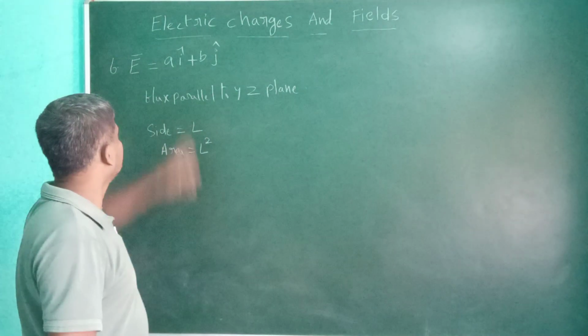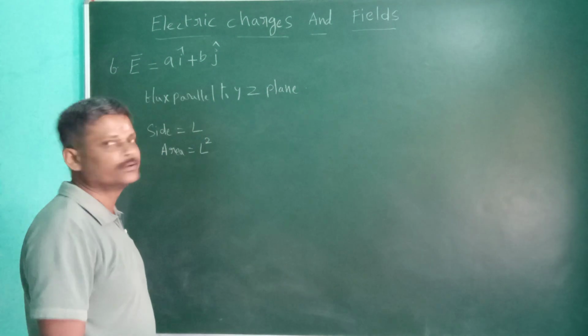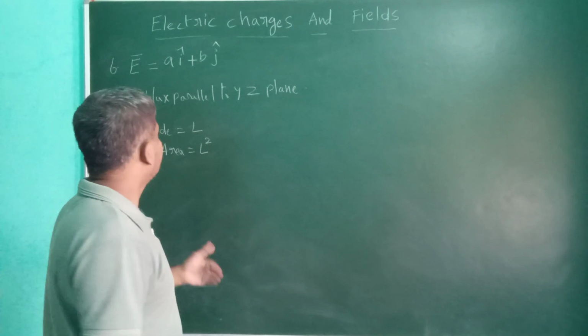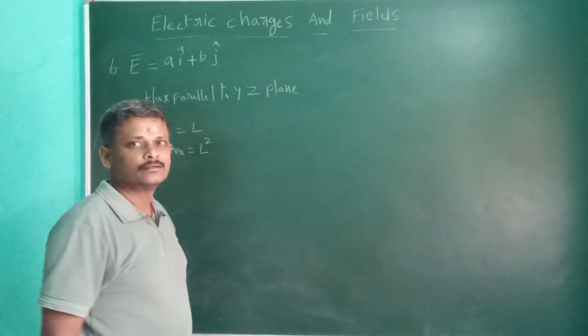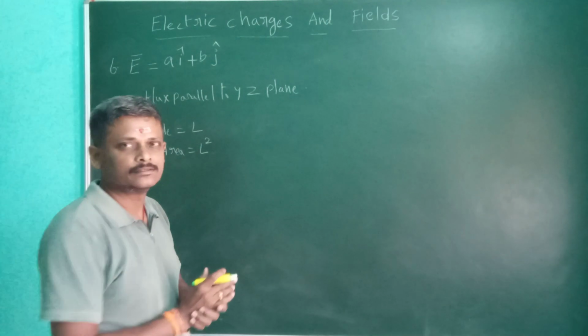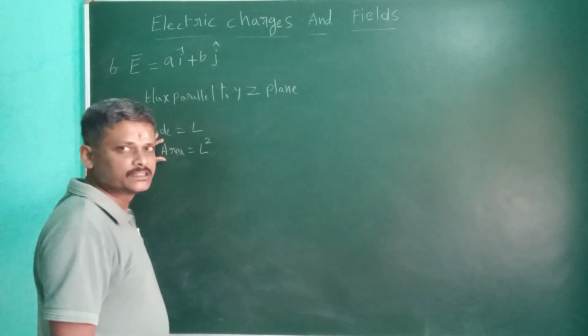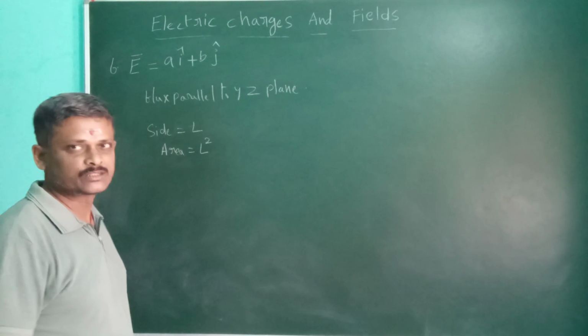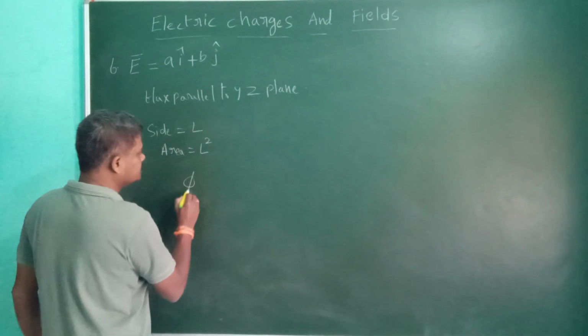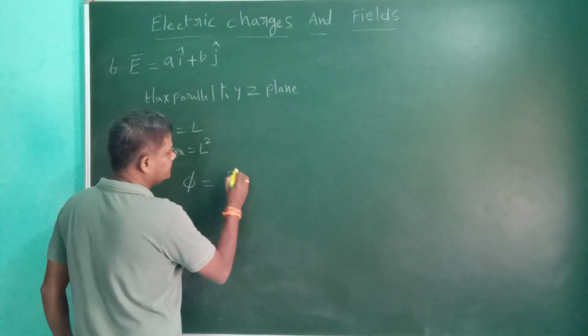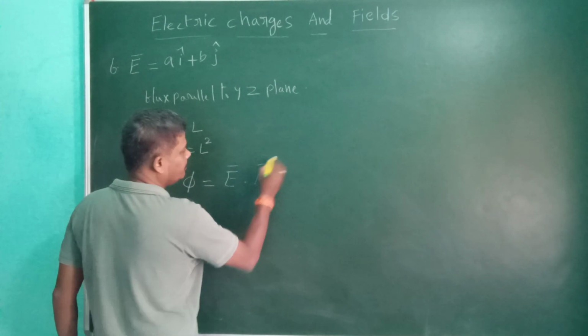Question number 6. There is a uniform electric field A i cap plus B j cap. Find the flux parallel to the YZ plane if the side is equal to L. If the side of the square is L, then its area is given by L square. The flux is the dot product of E bar and A bar.